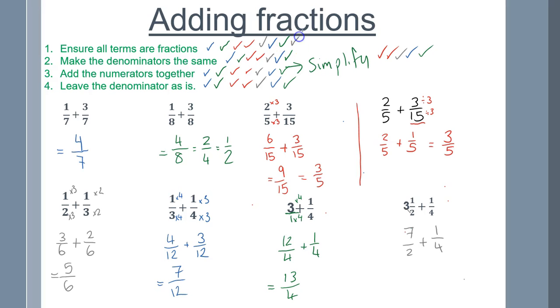So they're both fractions now. Tick. Denominators need to be the same. Let's change it into 4. And we're going to do that by times by 2. Right, so we've got now 14 over 4 plus 1 over 4. So they're both fractions. The denominator is now the same. We're going to add the numerators. So 15 over 4, done. All right, so that's adding fractions.